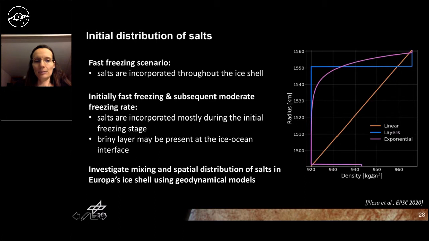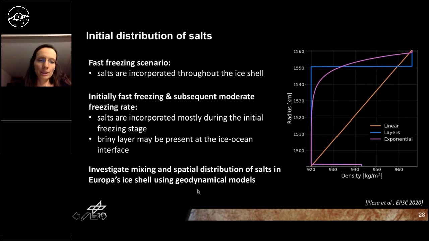And in this case, we have a briny layer that is present at the ice-ocean interface. Now, here, what I need to mention is that salts are, of course, incompatible, and usually they go into the ocean, and they can be trapped in the ice shell only if the freezing rate is very, very fast. And this might be, of course, the case in the early stages of freezing of the ice shell.